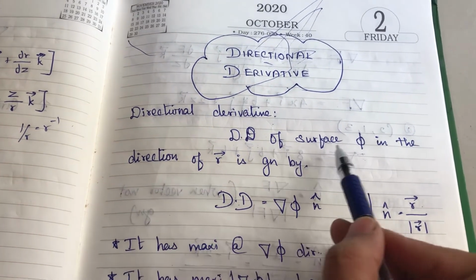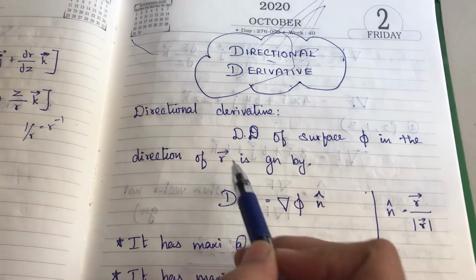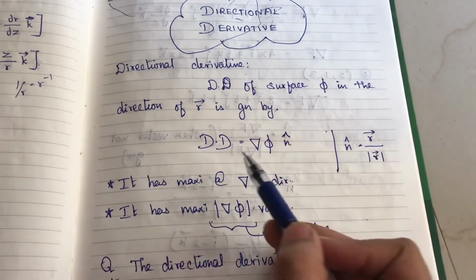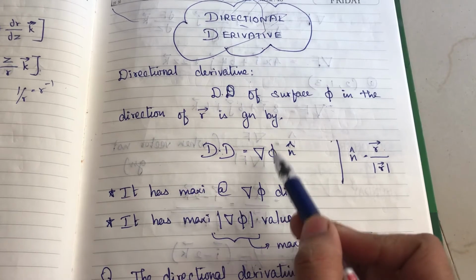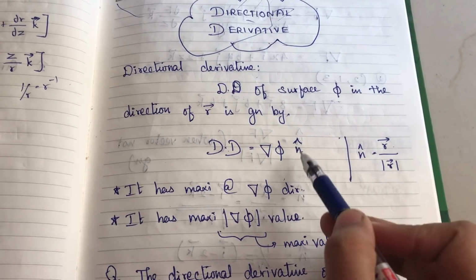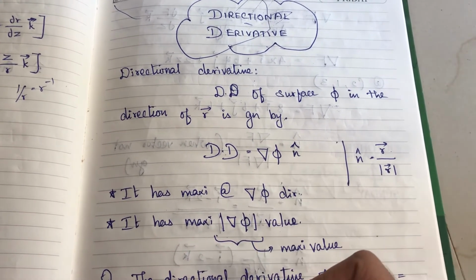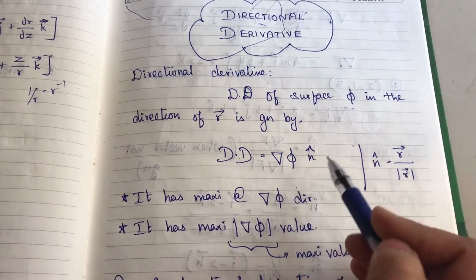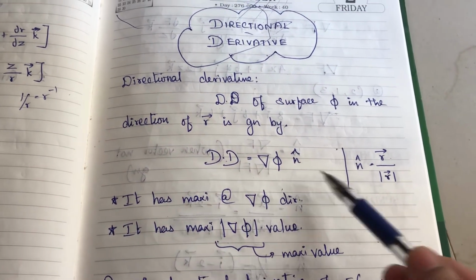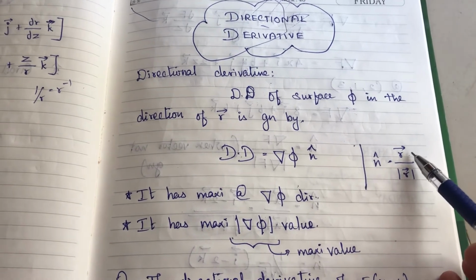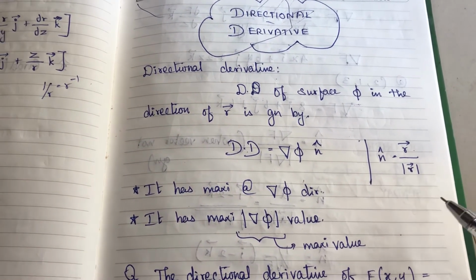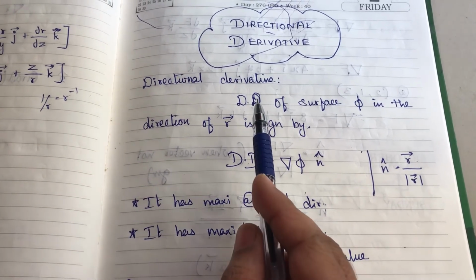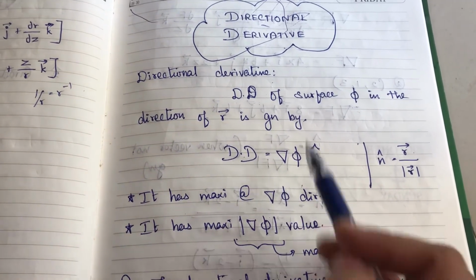In the direction, the surface pi has a direction or vector, which means this directional derivative can be written as del pi times the unit vector, because it has some vector, right? So I have to include the unit vector. You know that the unit vector is nothing but r vector by modulus of r. So directional derivative means del pi.